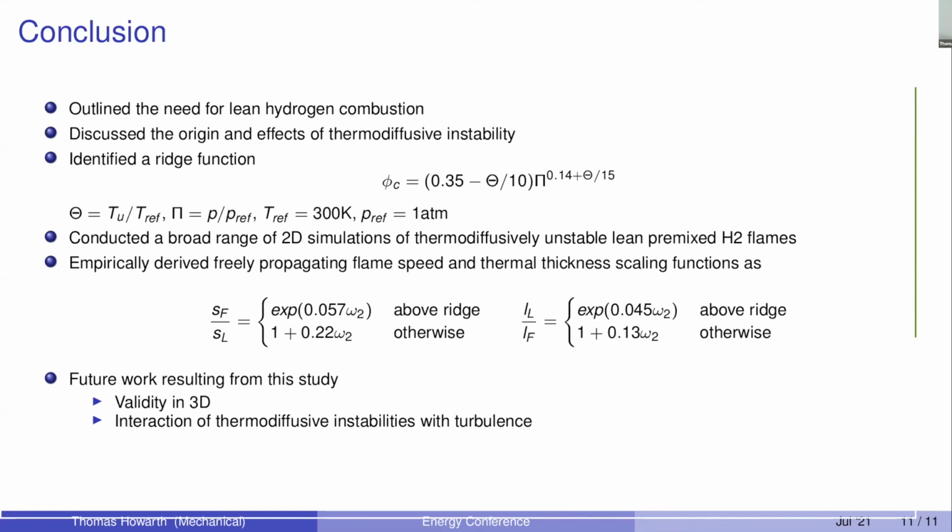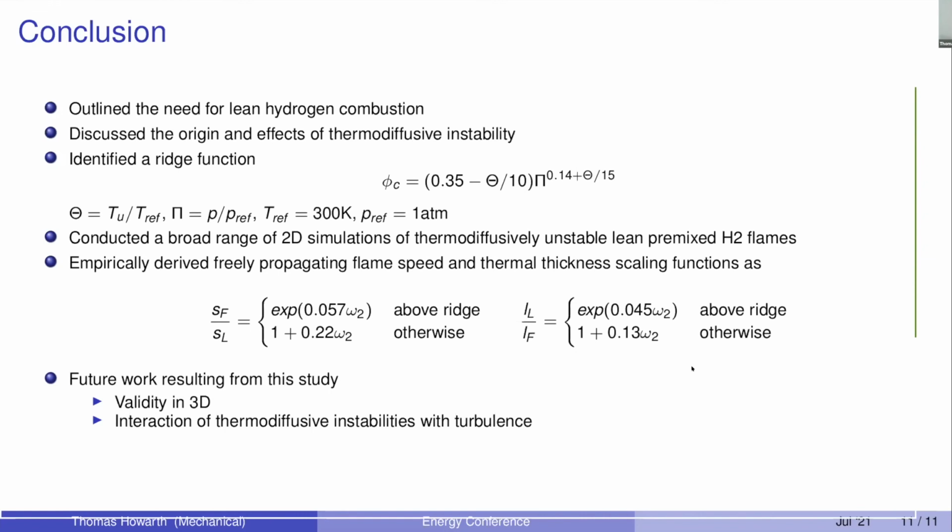We've talked about the origin and effects of thermodiffusive instability. We found what we called a ridge function, which is actually a surface in the 3D space. Then we conducted a broad range of two-dimensional simulations of these unstable, lean, premixed hydrogen flames, and we have these functions that we found from this study.